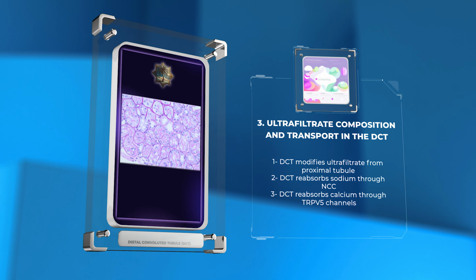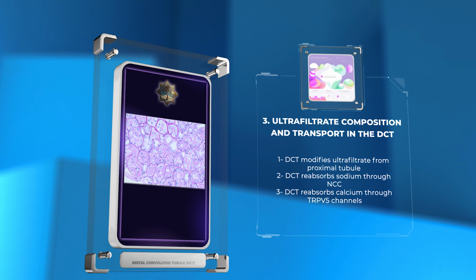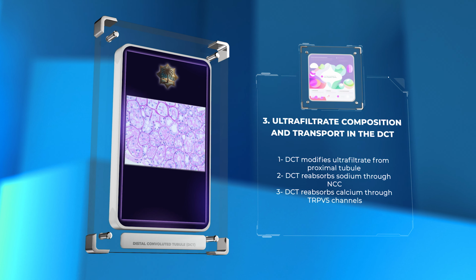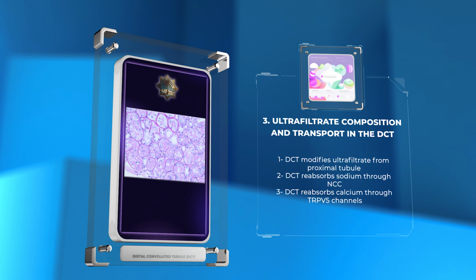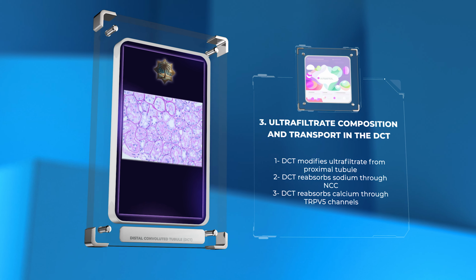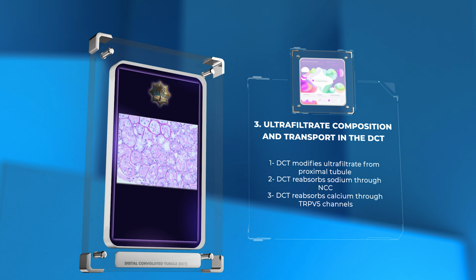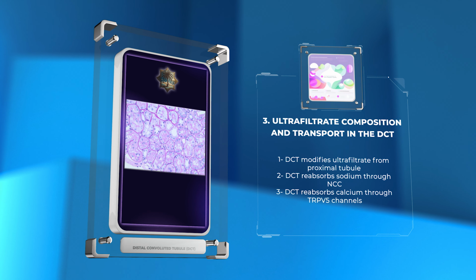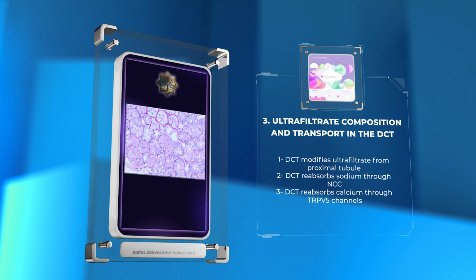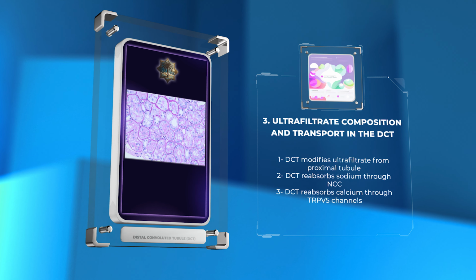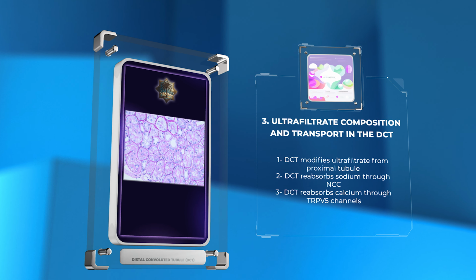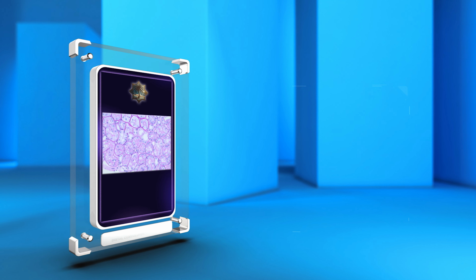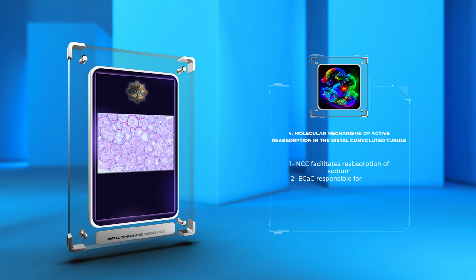The DCT is impermeable to water under basal conditions, but it actively reabsorbs sodium through the epithelial Na+/Cl- cotransporter, NCC. This transport mechanism is crucial for maintaining sodium balance and blood pressure regulation. Furthermore, the DCT also has the ability to reabsorb calcium through the transient receptor potential vanilloid type 5, TRPV5, channels, ensuring proper calcium homeostasis. The active reabsorption in the DCT is mediated by several key transporters and channels.